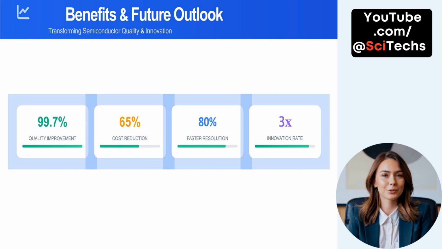Third, an 80% faster resolution means quicker identification and correction of issues, reducing downtime and boosting throughput. Faster problem resolution is key to meeting the demand for shorter product development cycles. Finally, tripling the innovation rate shows how these changes fuel creativity and accelerate the adoption of next-generation solutions. Together, these metrics highlight a transformative leap in semiconductor performance, competitiveness, and long-term industry growth.